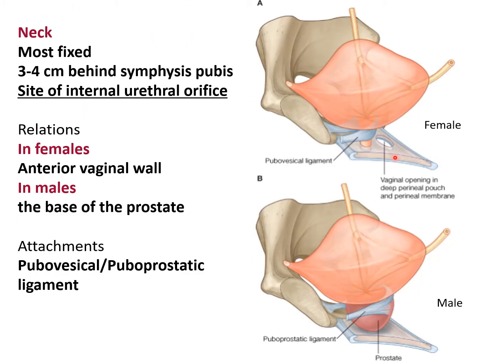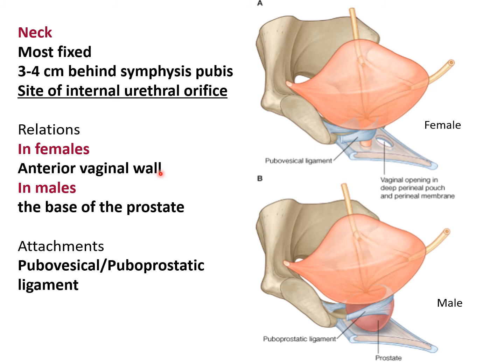The neck of the urinary bladder is the most fixed part of the urinary bladder. It is present 3 to 4 centimeters behind the lower end of the pubic symphysis, just above the pubic symphysis. It is the site of the internal urethral orifice. Imagine the urethra like a tube. The internal end of the tube is the one which is in contact with the urinary bladder at its neck. In females, it is related to the anterior vaginal wall.